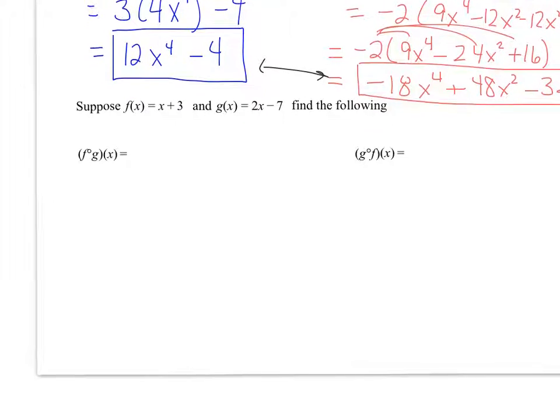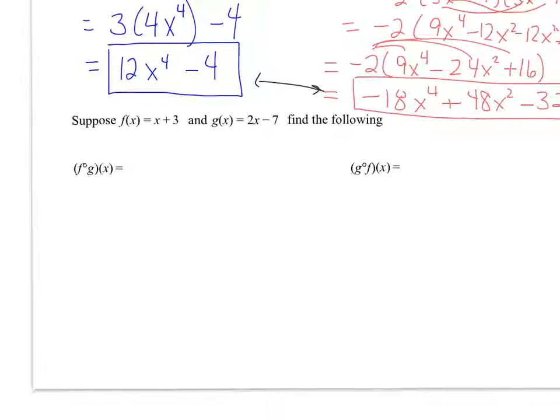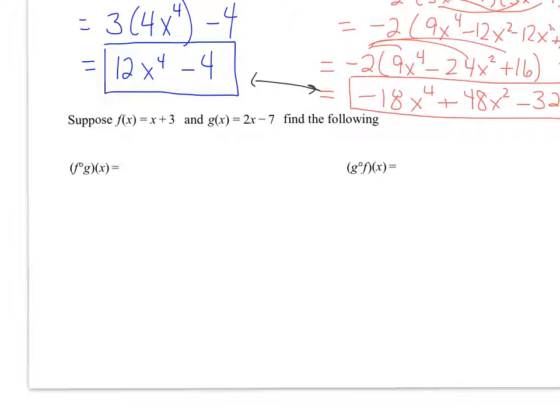Let's look at another example. Here we have a little simpler functions. We have f of x equals x plus 3, and we have g of x equals 2x minus 7. So these are both linear. So first we'll do f composed with g.